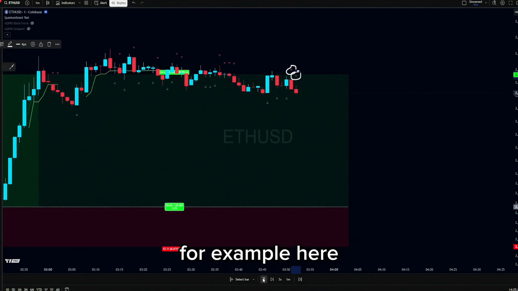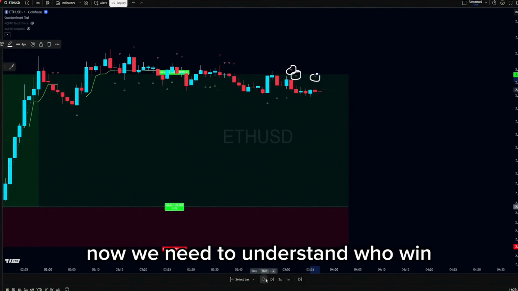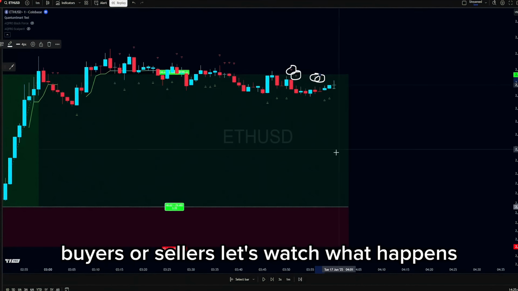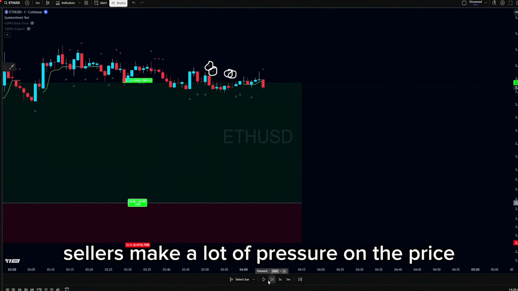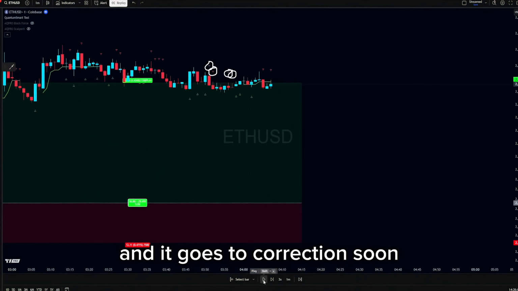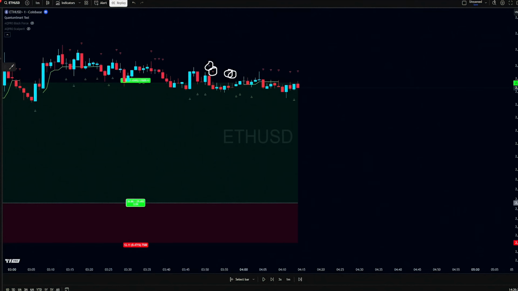For example, here we stay in a long position and wait until price goes into the range of distribution. Now we need to understand who wins, buyers or sellers. Let's watch what happens. If we see a lot of red triangles, we can say that sellers are potentially putting a lot of pressure on the price, and it will go into a correction soon. And that means we need to close our long position, because sellers win.